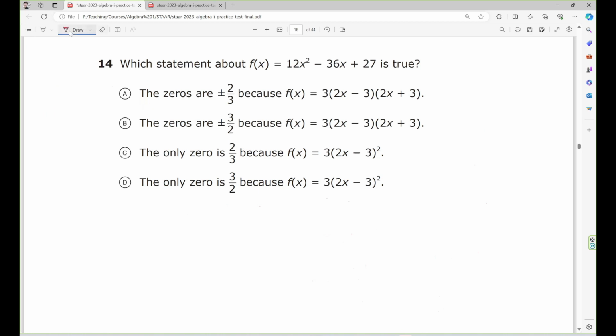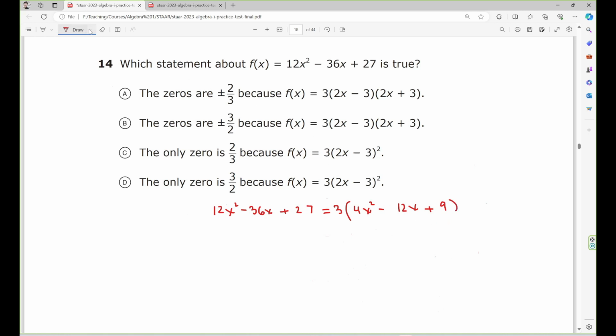Number 14. Which statement about f of x equals 12x squared minus 36x plus 27 is true? Alright, so you just factor this one. So I have 12x squared minus 36x plus 27. Right, and I observe that I have 3 as a common factor. So I factor 3 out, so it could be 4x squared minus 12x plus 9.